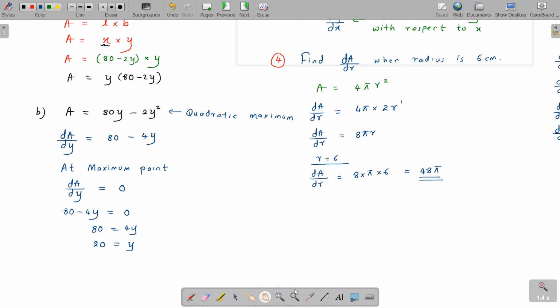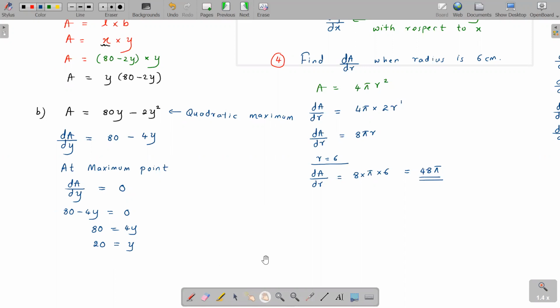For the quadratic maximum, at the stationary point, we realized it's a maximum because of the negative y square, right? The negative coefficient of the y square tells us it's a quadratic maximum graph. Therefore, we know the turning point is a maximum. So I differentiated, and according to what we learned in the previous section, at the stationary point, dy by dx, in this case dA by dy, must be set to 0. And in this case the stationary point is definitely a turning point because we have a quadratic maximum graph. So I set my dA by dy to 0 and I get the y value here as 20.